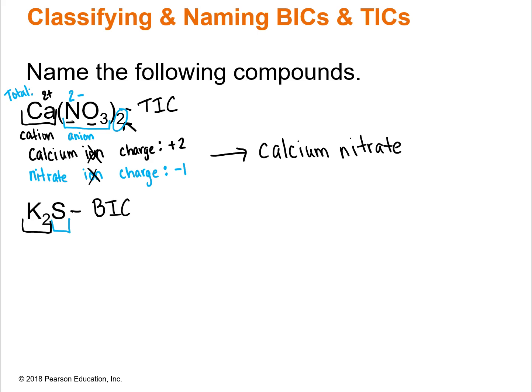I'm going to get started, but if you're not finished, that's okay. I just wanted you to have a little bit of a head start to try to name this compound. The K is our cation. It is a representative element in group 1A. So that means we don't have to use the stock system. To name it, it's just the potassium ion.